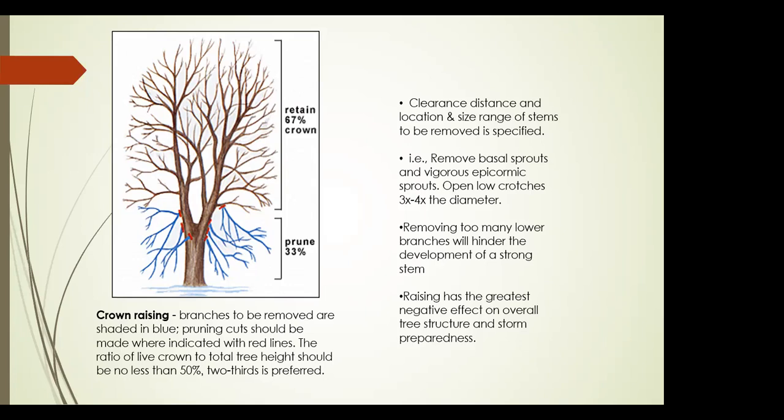The bottom bullet point there: raising has the greatest negative effect on tree structure and storm preparedness. And that's true. There's been a lot of very interesting research, and it shows that if you lift trees too high, if you take the lower branches off and make them taller, you're actually doing the worst thing. You're improving the chances of them falling over more than with the different kinds of pruning.